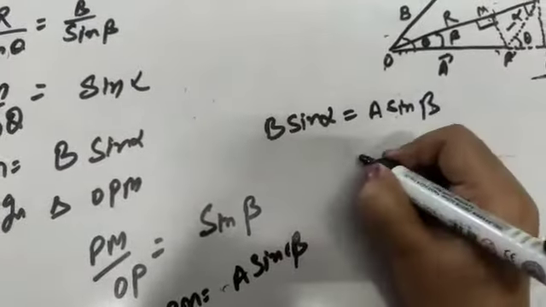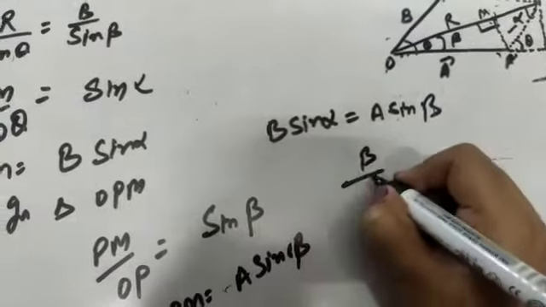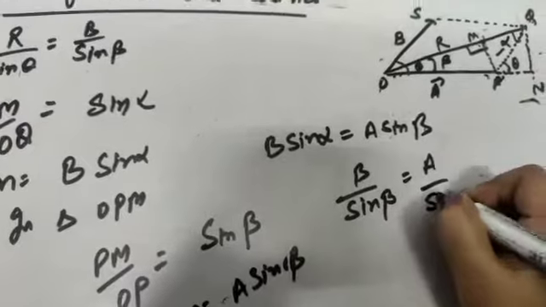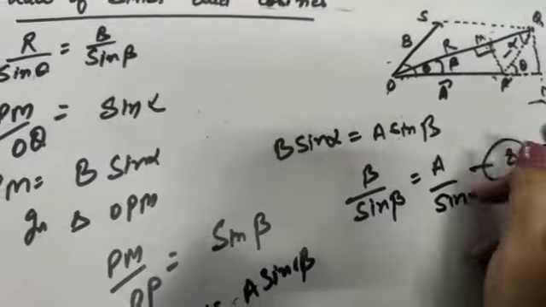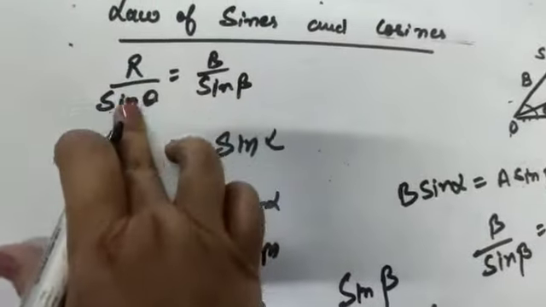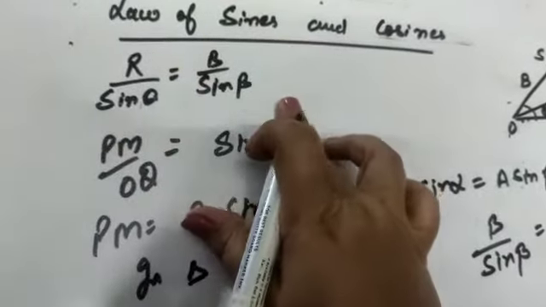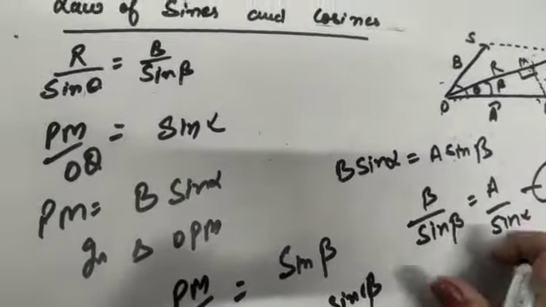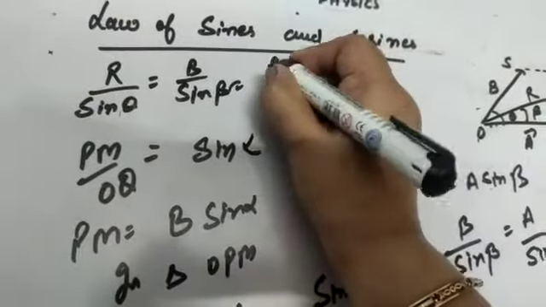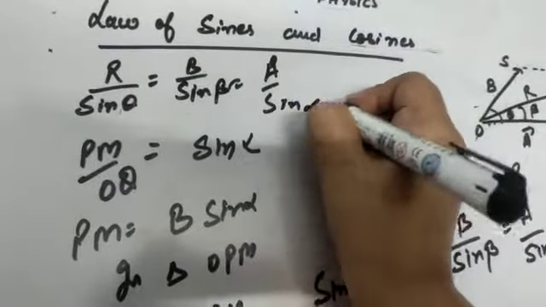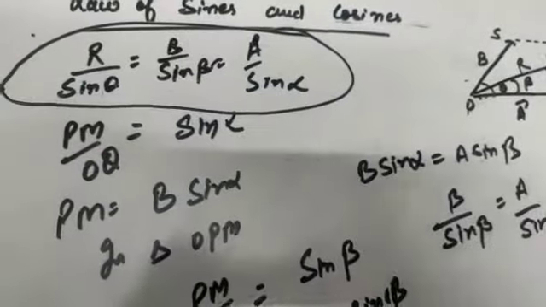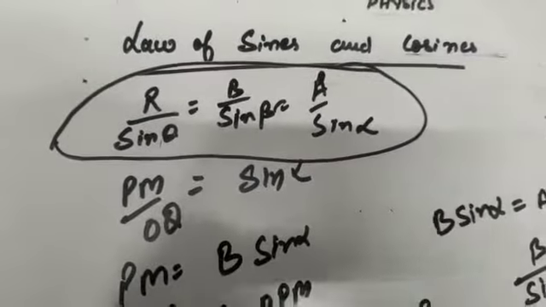So we can write B upon sine beta is equal to A upon sine alpha. This is number 2. Now if I look over here, R by sine theta is equal to B by sine beta, and B by sine beta is equal to A by sine alpha. Now this is known as sine law, or law of sines.